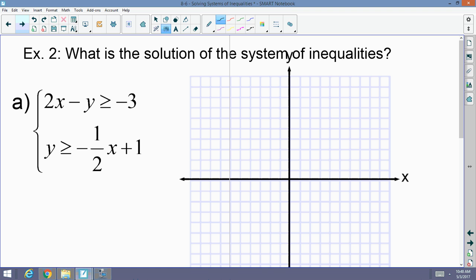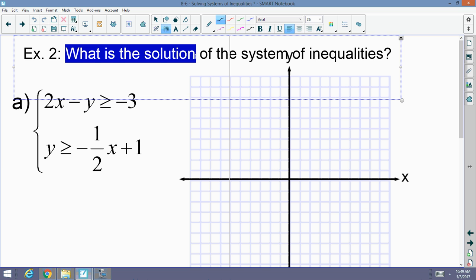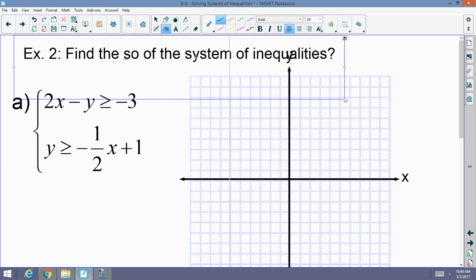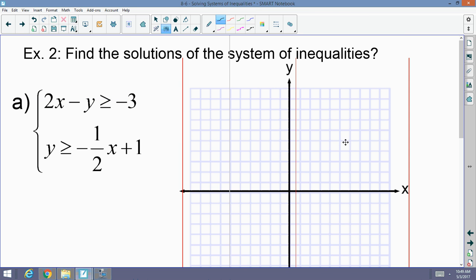What is the solution? I guess this should be rephrased a little better. How about this? Find the solutions of the system of inequalities. And that way, maybe that's a little bit easier for you. You're looking for that shaded area.